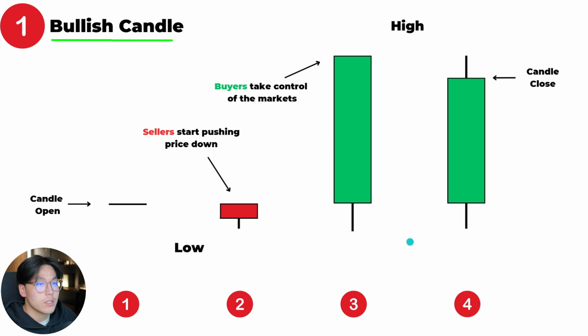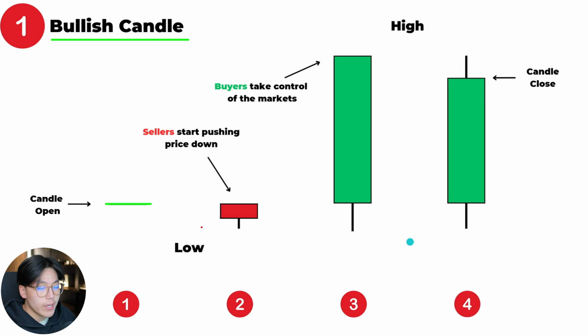And the first thing that we're going to talk about is a bullish candle. And every single bullish candle has an open, a low, high, close. And that's exactly how every single bullish candle forms. No matter what type of bullish candle it is, it's going to come in that exact order. So the first step is that the candle opens.